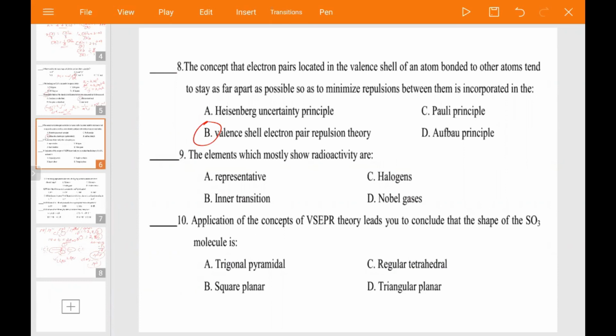Just to remind you, what is the Heisenberg uncertainty principle? Aufbau principle, Pauli exclusion principle. Do you remember the principles? Who can state them? Heisenberg.